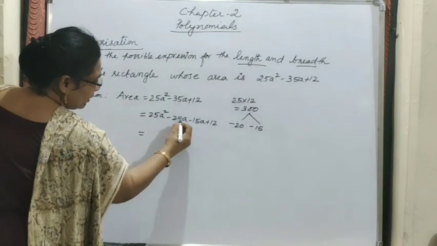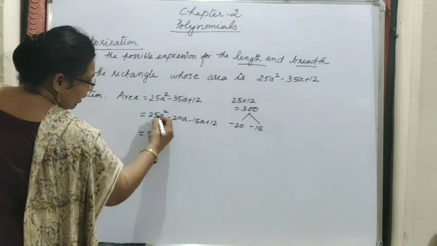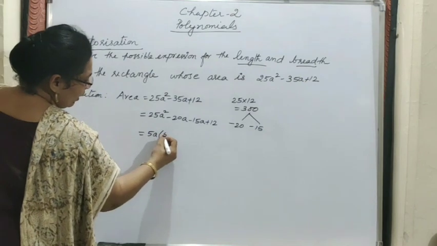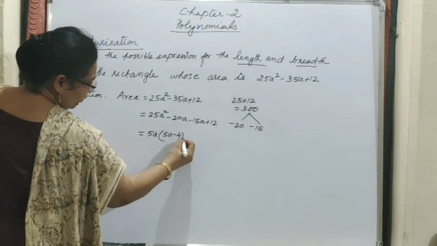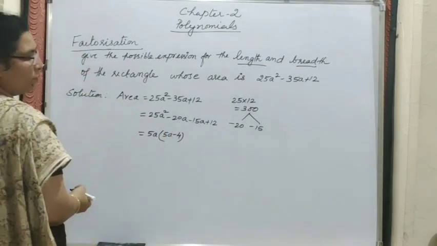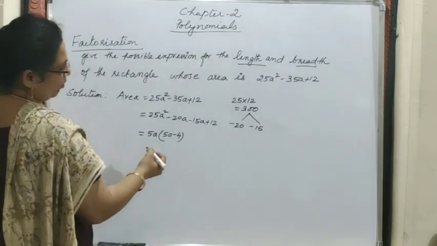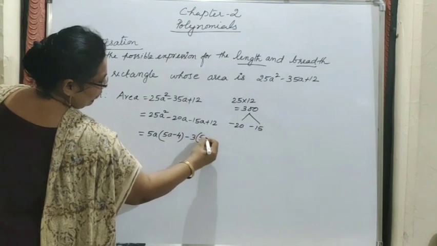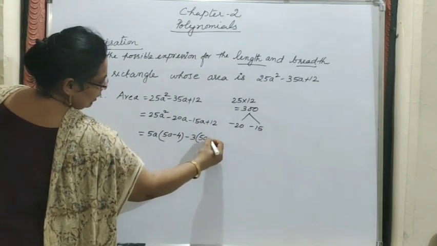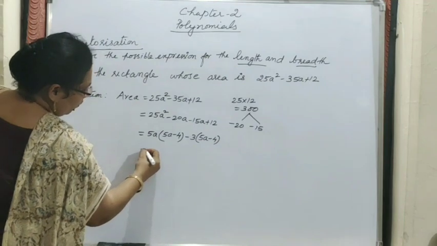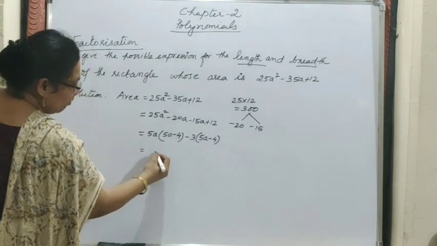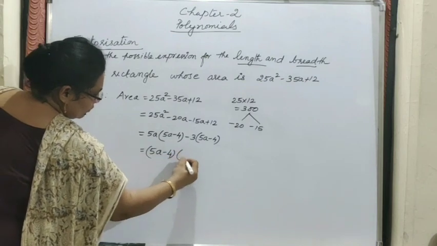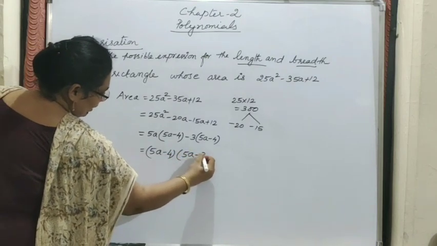Now what is common in this one? Can I take a 5 and also a? So 5a common I am taking. The remaining is 5a minus 4. Now minus 15 and plus 12, what is common there? Minus 3 if I am taking, here 5a will come, and from 12, minus 3 gone means minus 4. So 5a minus 4, the same bracket we are getting. So that will be the common factor. So 5a minus 4 into 5a minus 3.